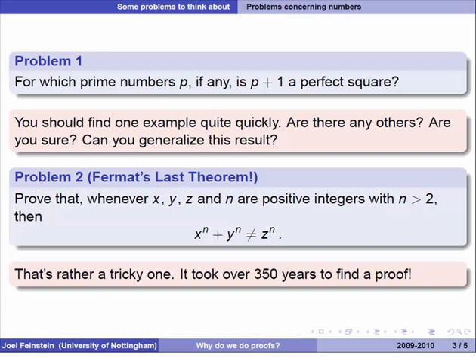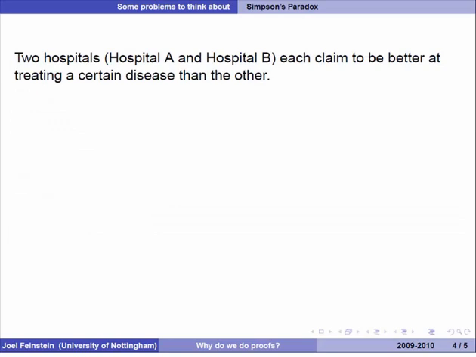But if you want to find out about Fermat's last theorem, well, you can read the book. So that, I hope, handled why aren't things obviously true or obviously false.